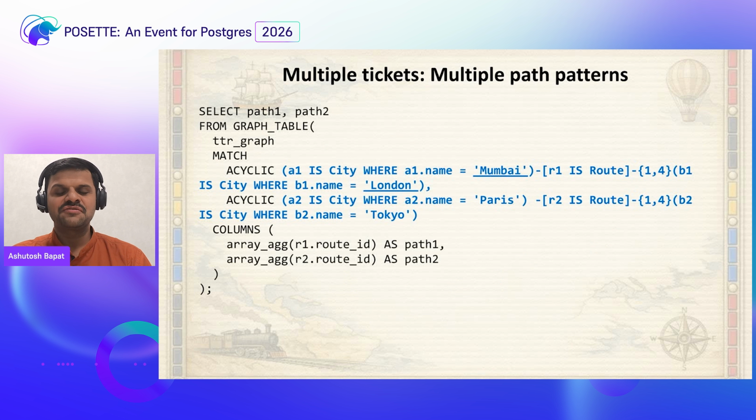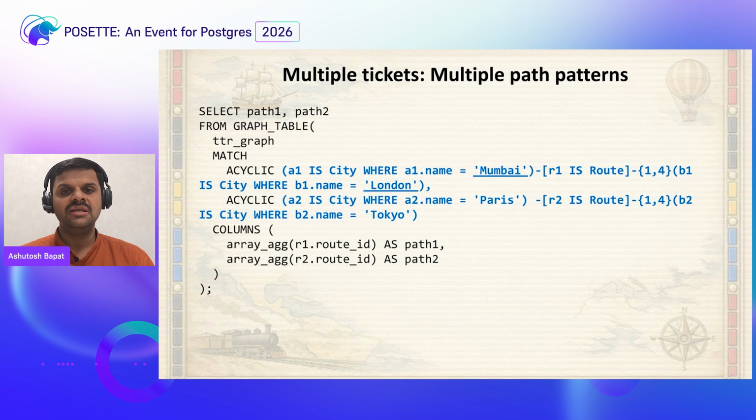Next, I'm going to introduce a feature for which I chose Ticket to Ride as an example. In Ticket to Ride, you are given multiple tickets with pairs of cities. So what you want is to explore or find out the substructure within the map which connects all these tickets. The multiple path patterns feature allows that to be done in SQL PGQ.